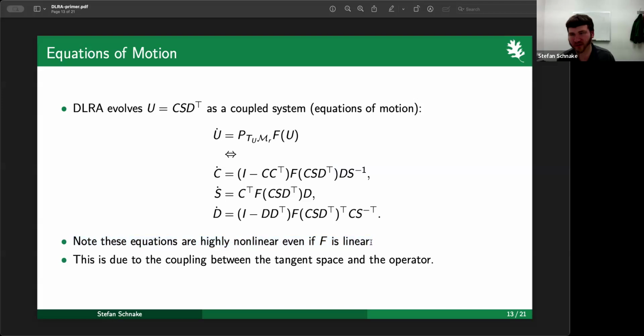I also want to note that these equations are highly nonlinear, even though the right-hand side f could be a linear function, and that's precisely because of the coupling of the tangent space characterization and what you're inputting into the function, right? You're coupling these, which can produce heavy nonlinear dynamics.